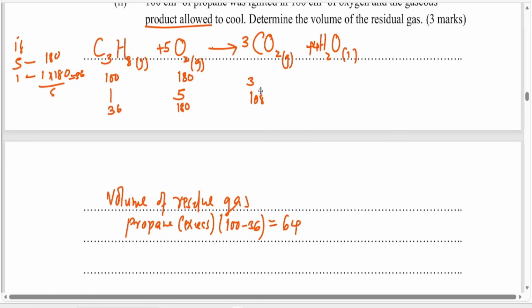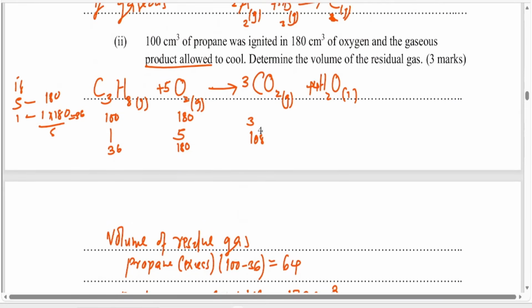Then the volume of residue gas becomes 64 plus the product, carbon dioxide, which is 108, and this gives us 64 plus 108, which is 172 cubic centimeters. That is the correct answer to this question.